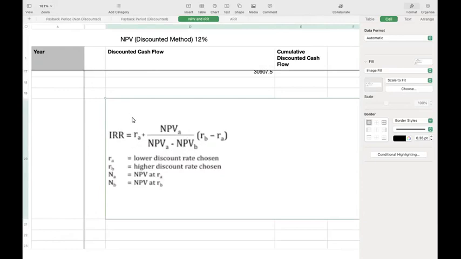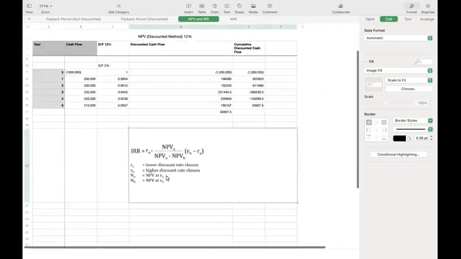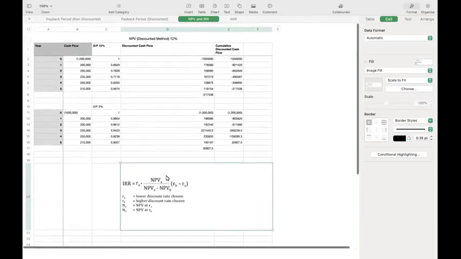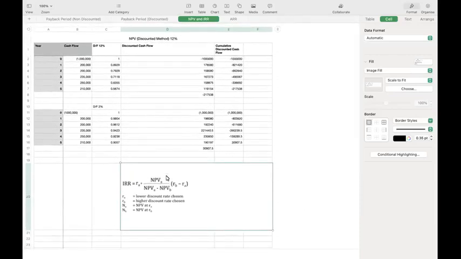First, let's look into the discounting factors, which are RA and RB minus RA. RA implies the lower discount rate chosen, RB is the higher discount rate chosen, NPVA means the net present value at the lower discount rate, and NPVB is the net present value at the higher discount rate. So we simply use the information that we've already calculated and substitute it into the formula.